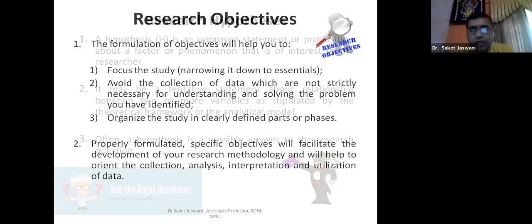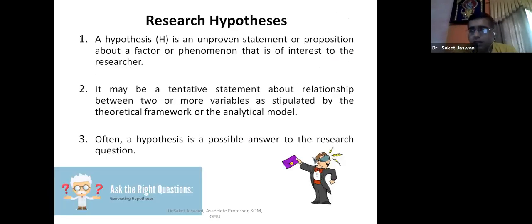On the basis of the research objectives, you will now formulate the research hypothesis. Every research must have a hypothesis. Without formulating a hypothesis, no research work is complete. A hypothesis is basically an unproven statement, a proposition. It depends on the interest of the researcher. It may be a tentative statement, but it helps you to proceed further. It helps you to create a theoretical framework and a theoretical model. So a hypothesis is basically a possible answer to your research questions.